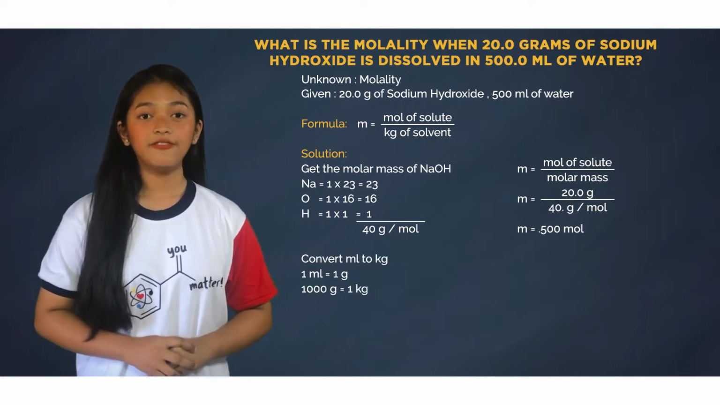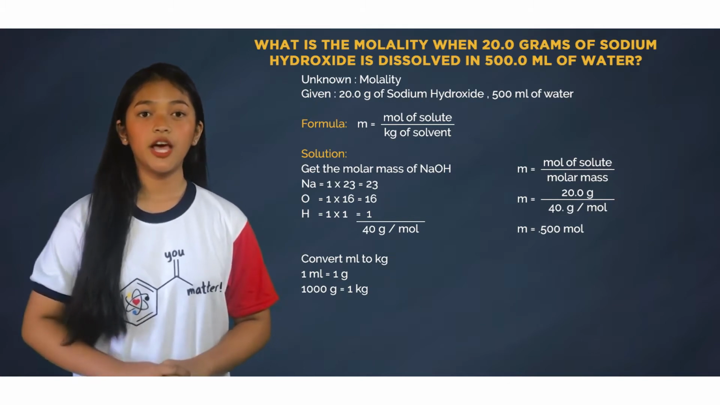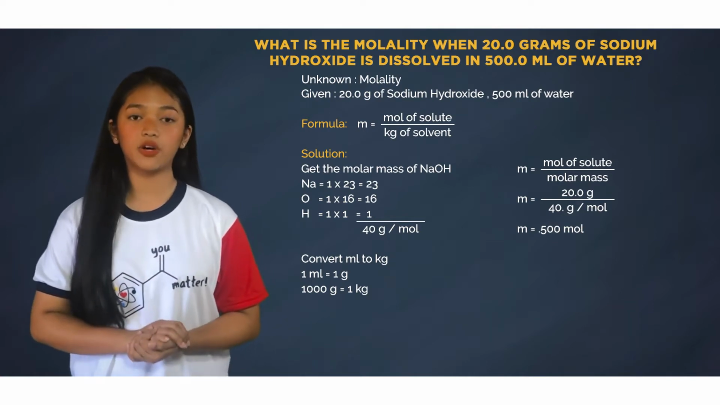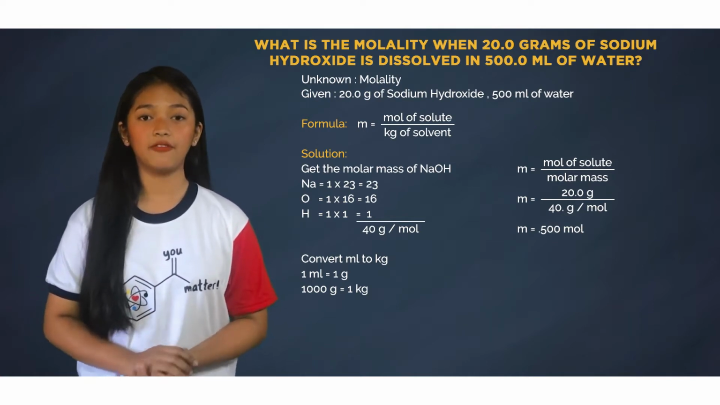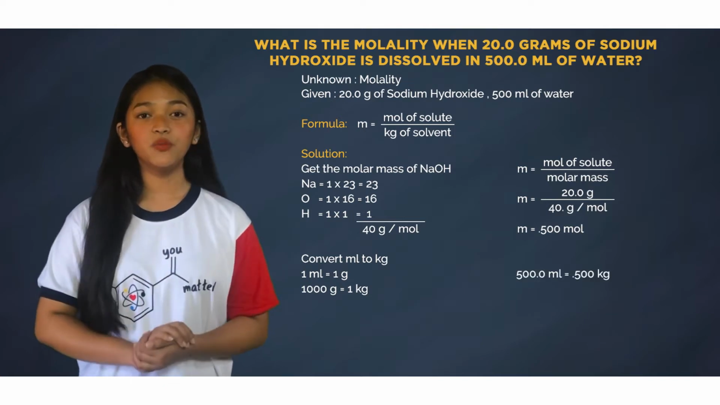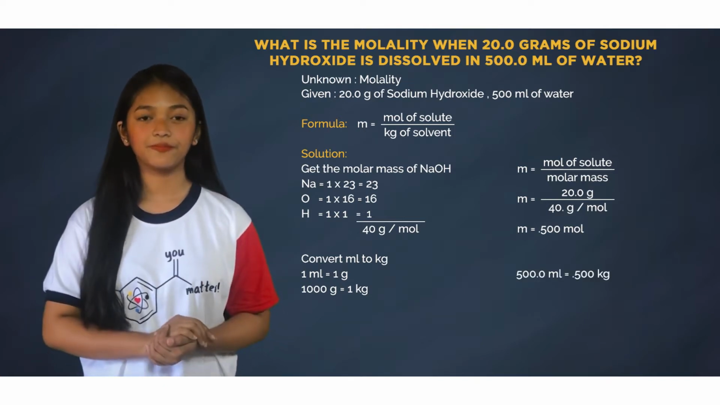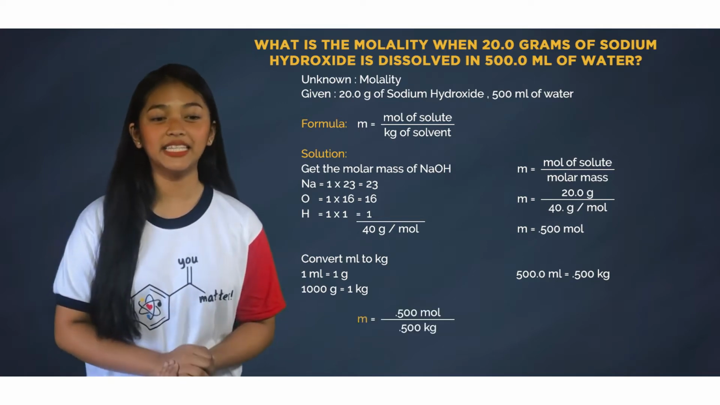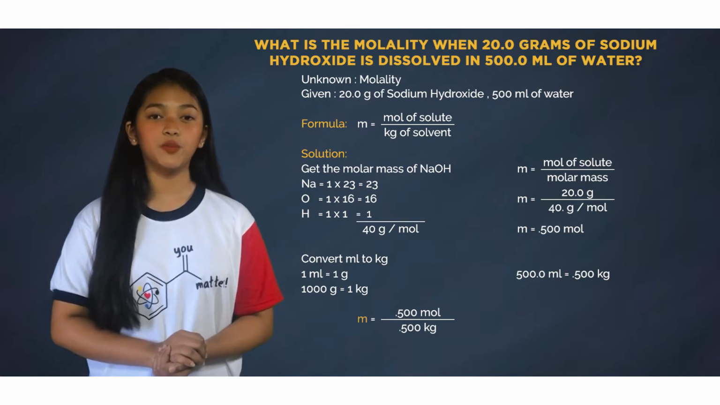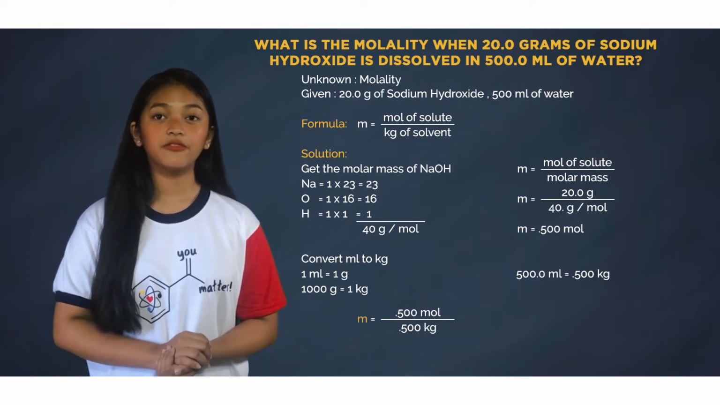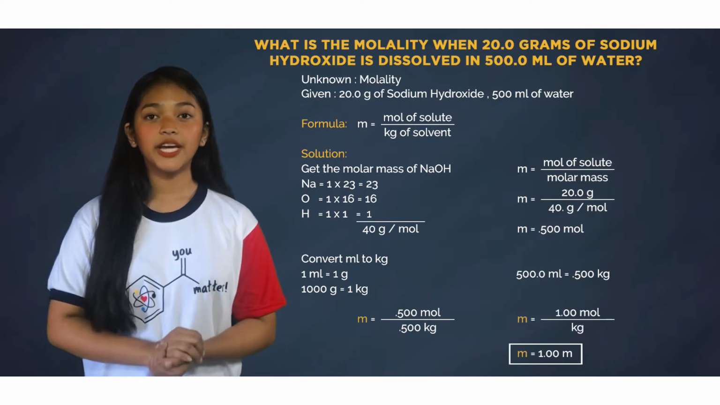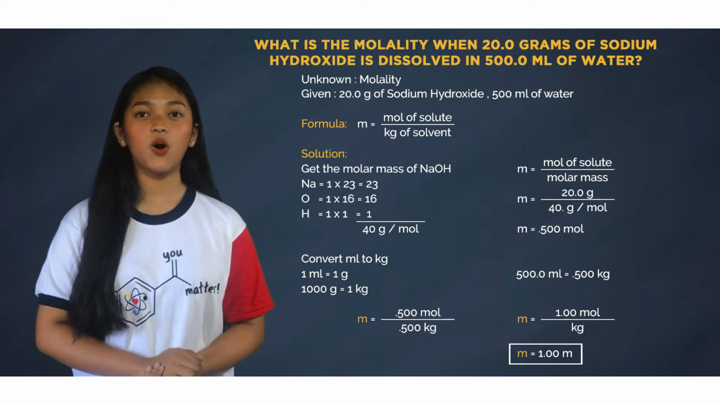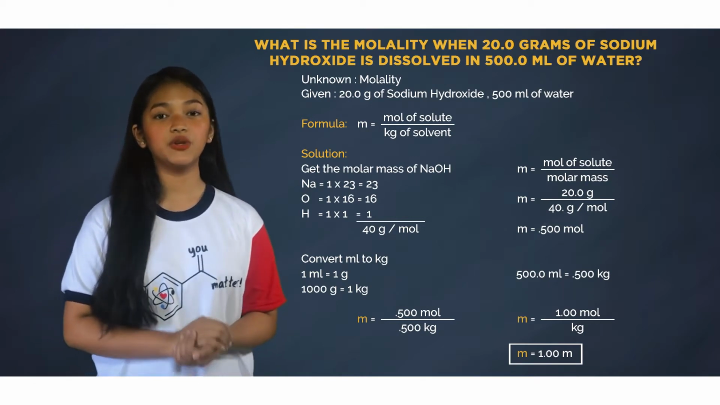So we have 500.0 ml of water, and we will convert it into kilograms. In 1 ml, we have 1 gram. In 1000 grams, we have 1 kilogram. We will move the decimal point to the left, and we will get 0.500 kilogram. Molality is equal to 0.500 mole divided by 0.500 kilogram. We will get molality is equal to 1.00 mole over kilogram, or 1.00 m.